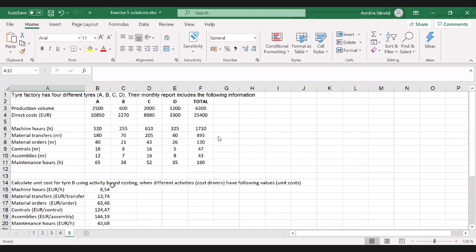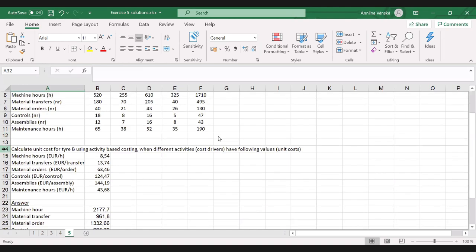Then number 5, we have a tire factory. We have been using all different kinds of industries. Now we are in tires. This factory has 4 different kinds of tires, A, B, C, and D. And this is how their monthly report looks. They have production volume, and then they have direct costs for each of these, and then the totals. Then they also give us the info on machine hours per tire, material transfers, how many times the material is transferred, material orders, controls, assemblies, and maintenance hours.